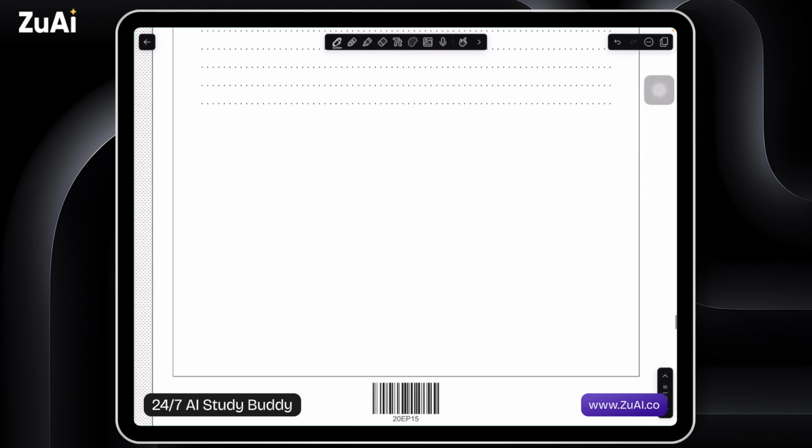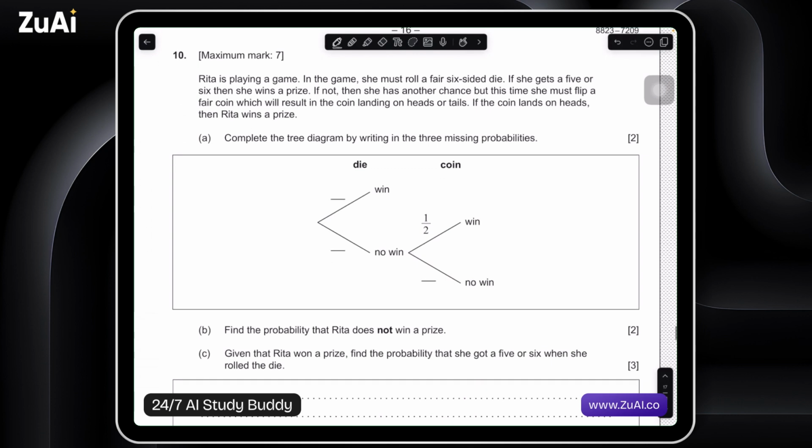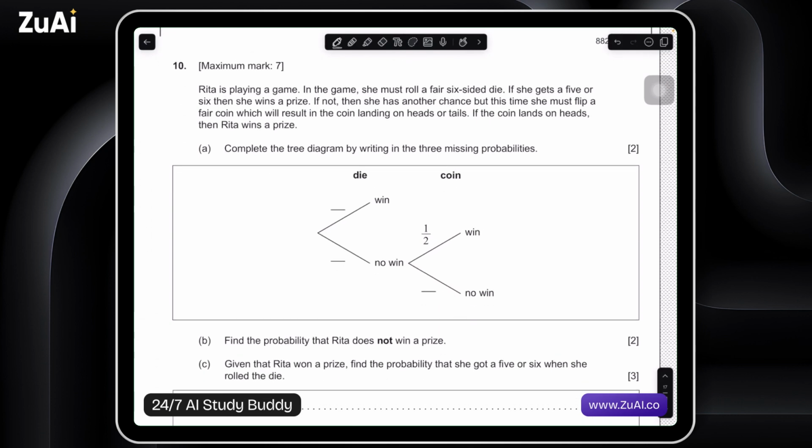Alright, let's keep going. So here we get into more statistics and probability. Rita is playing a game. In the game, she must roll a fair 6-sided die.